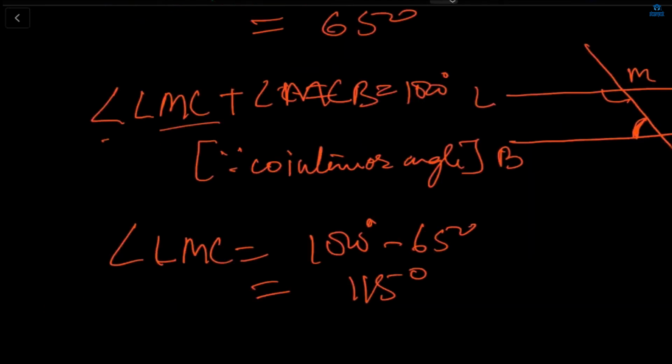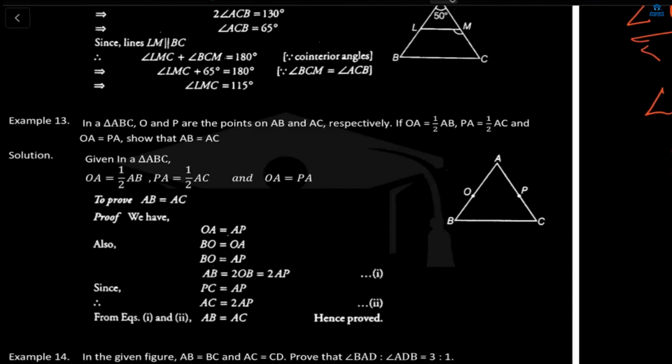Okay, let's see. Now, in triangle ABC, O and P are the midpoints of AB and AC. That means this will be equal to this, and this will be equal to this, AB and AC respectively. If OA is equal to half of AB and PA is equal to half of AC. No, actually, wait. It is not given that it is a midpoint. I just got confused. It is not written that O and P are midpoints.